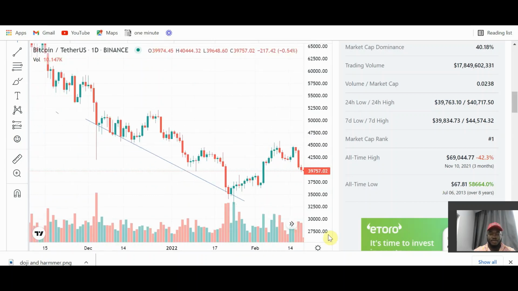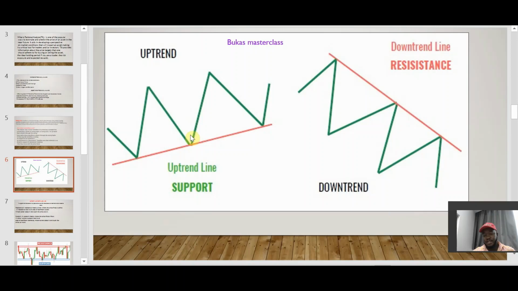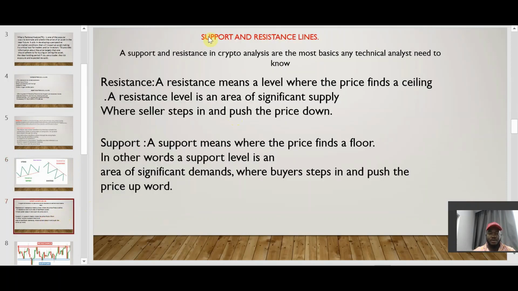So let's go. This is about trend lines, how they show trend, how they show you whether you are in a bull market or when the trend is bearish or in downtrend. When it is in downtrend, you are in a bearish market. When it is in uptrend, you are in a bullish market. So let's go. Support and resistance. What are support and resistance?